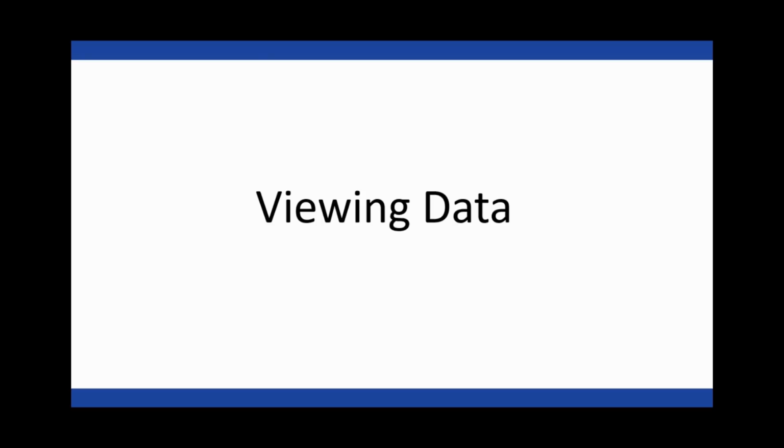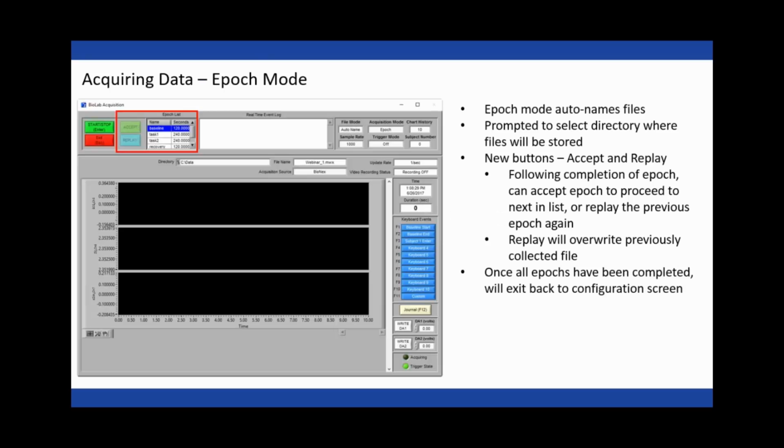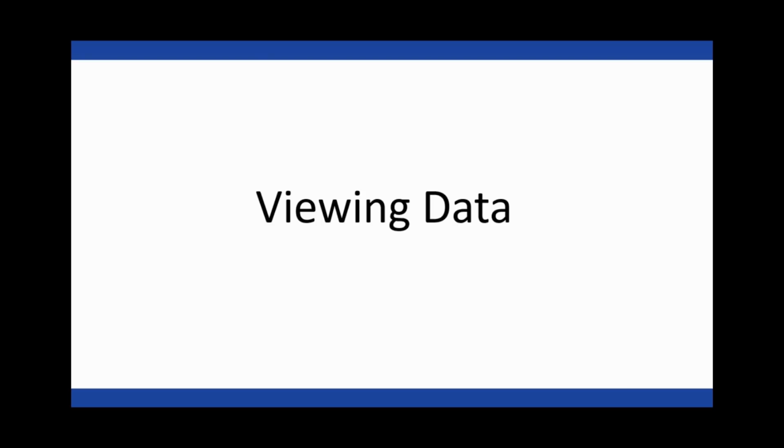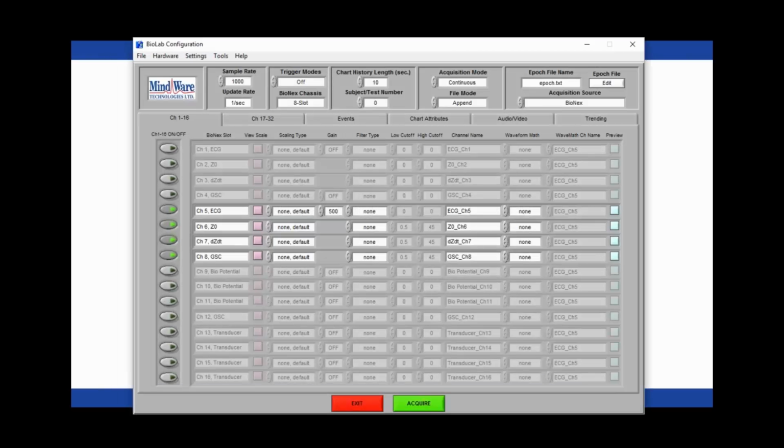So that's pretty much everything that we need to talk about on the data acquisition screen. It's fairly straightforward. There are quite a few features, but they're all pretty self-explanatory. So what we're going to move into talking about next is how to view data that you've acquired in BioLab. And to do that, I'm going to bring up the BioLab application, and we'll go through looking at a file together.